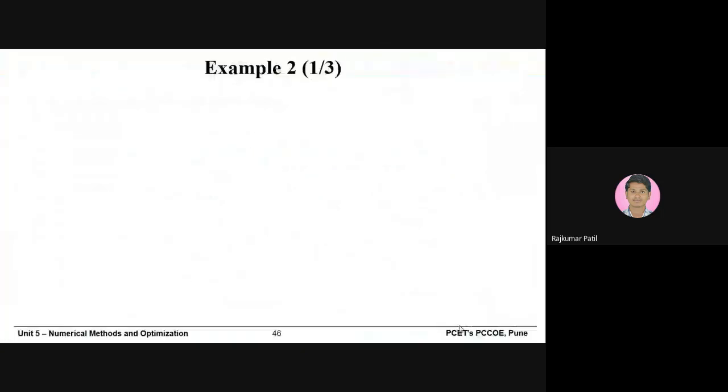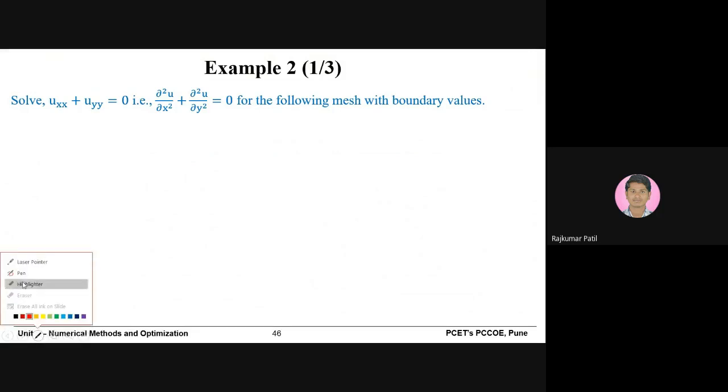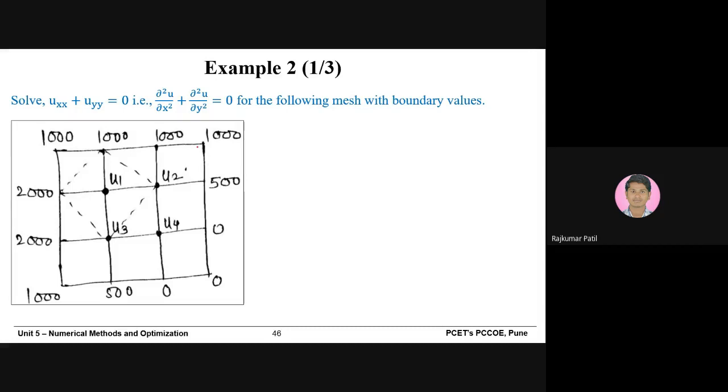Okay, so we will start with another numerical. Solve uxx plus uyy equal to 0, that is ∂²u/∂x² plus ∂²u/∂y² equal to 0, for the following mesh with boundary values. Here you can see that a mesh is given to you, and in that mesh all the boundary values are given, and you need to find out the values for u1, u2, u3 and u4. So these 4 points you need to find out.